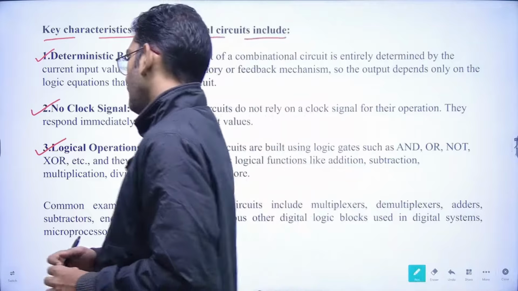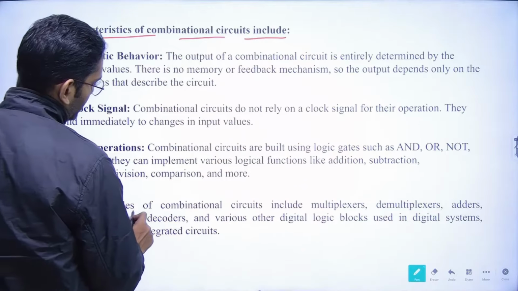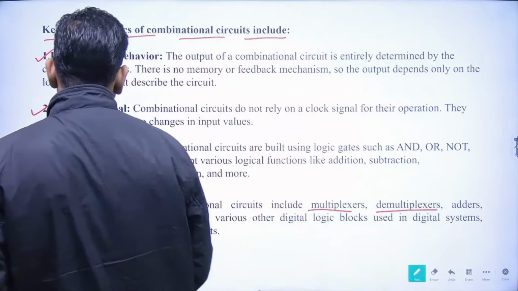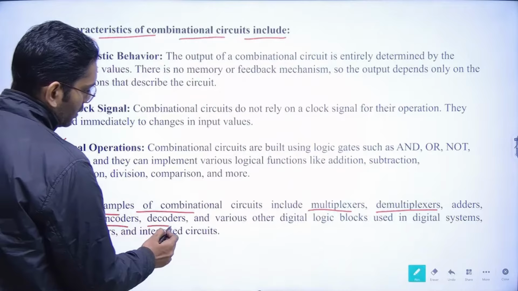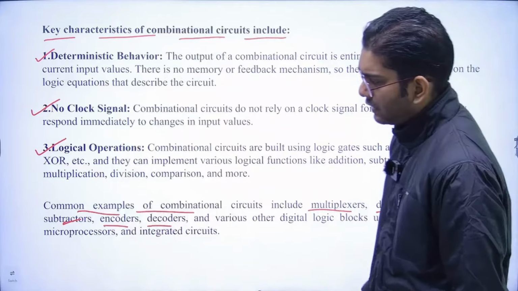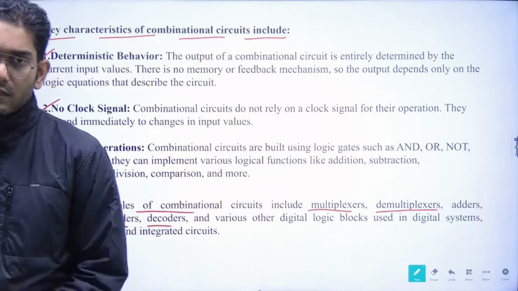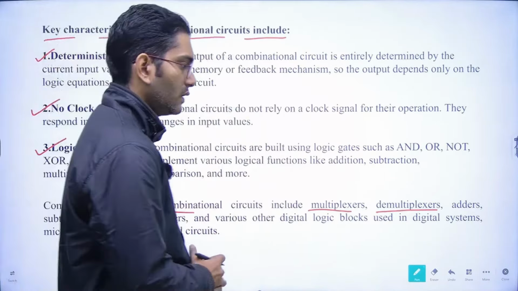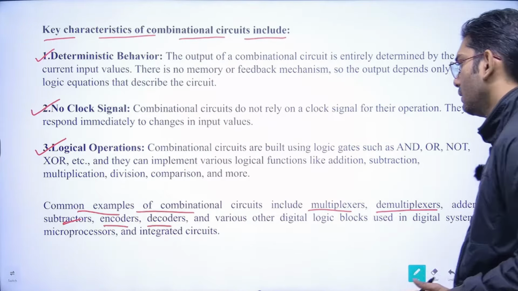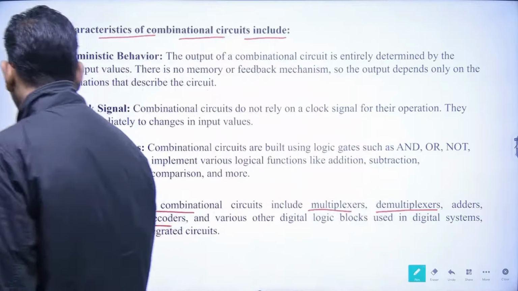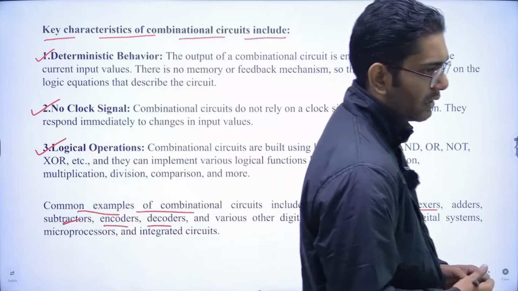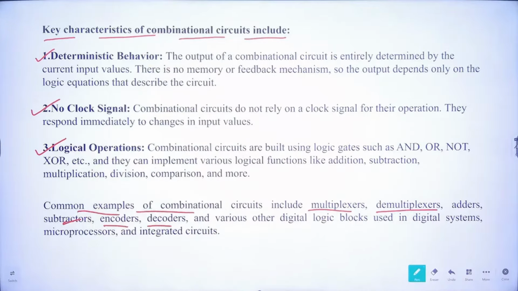Now, some common examples of combinational circuits include multiplexers, demultiplexers, adders, subtractors, encoders, decoders, and various other digital logic blocks used in digital systems, microprocessors and integrated circuits.